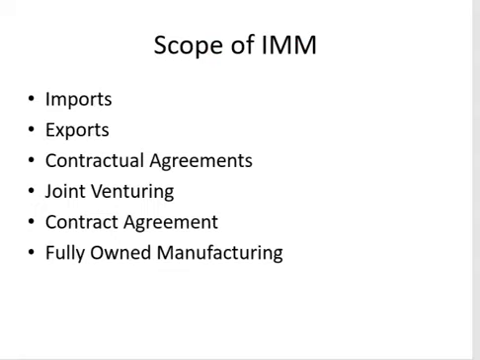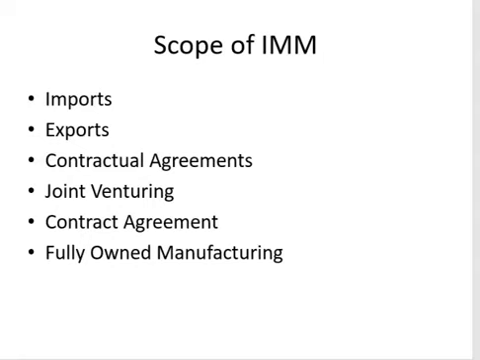And next, when we look at the scope of international marketing, it starts off with imports, exports, contractual agreements, joint venturing, and fully owned manufacturing. All these things provide an ample opportunity for a country to adopt international marketing, where just before this, we discussed how imports contribute to international marketing, and how exports from one country, when another country buys that product, becomes an import.